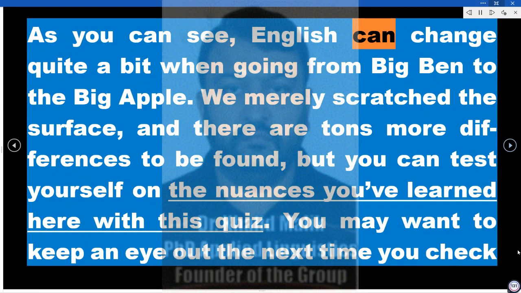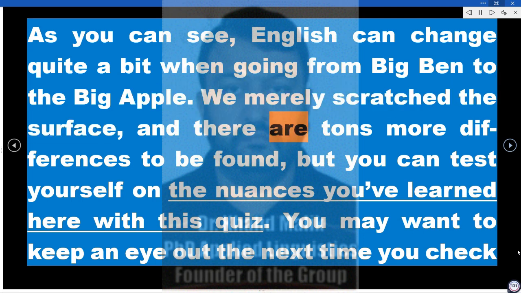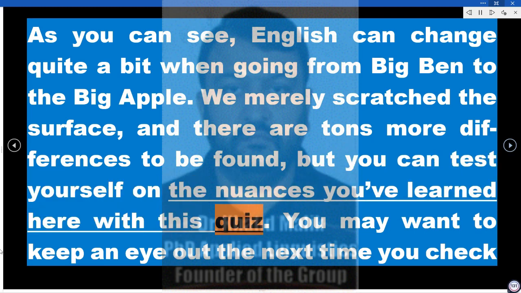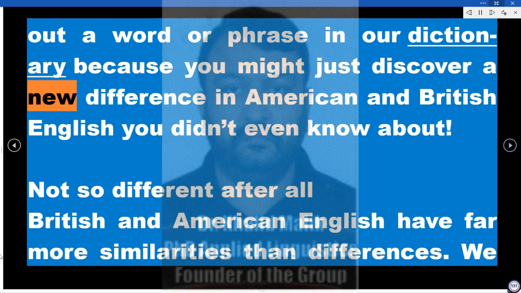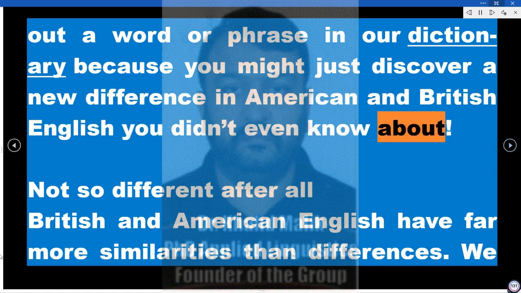As you can see, English can change quite a bit when going from Big Ben to the Big Apple. We merely scratched the surface, and there are tons more differences to be found, but you can test yourself on the nuances you've learned here with this quiz. You may want to keep an eye out the next time you check out a word or phrase in our dictionary, because you might just discover a new difference in American and British English you didn't even know about.